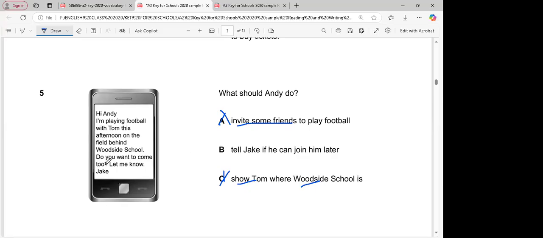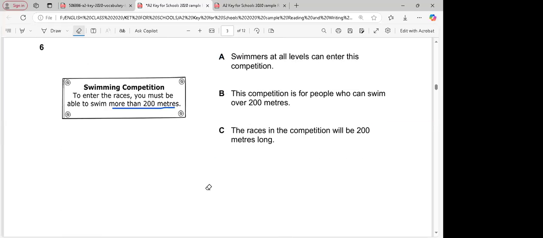Basically, what he's asking is, do you want to come too? Let me know. So tell Jake if he can join him later. This answer will match because the other two answers are not matching. Probably you don't get the complete idea 100%, but A and C answers are not matching at all. Okay, so we go for B. Right? The sixth one, swimming competition. What is the answer?